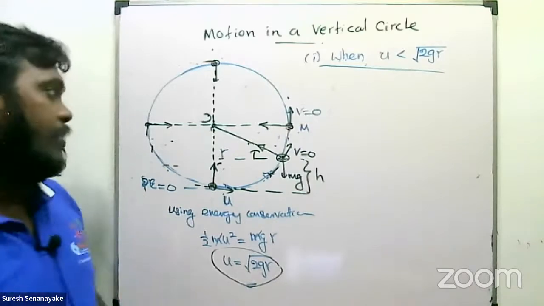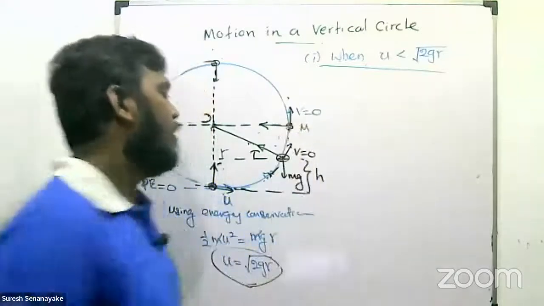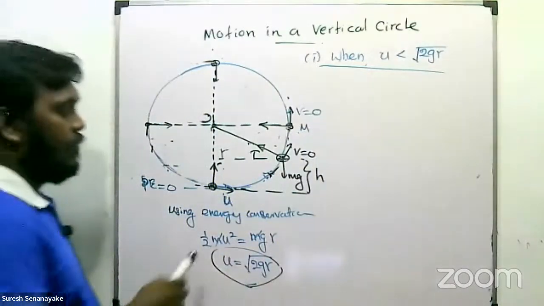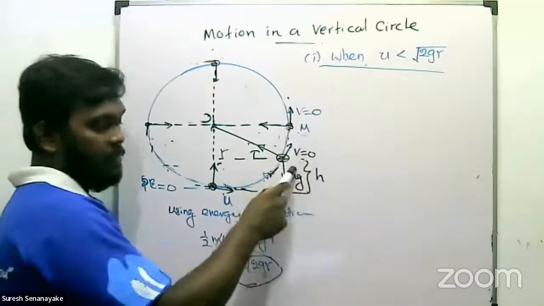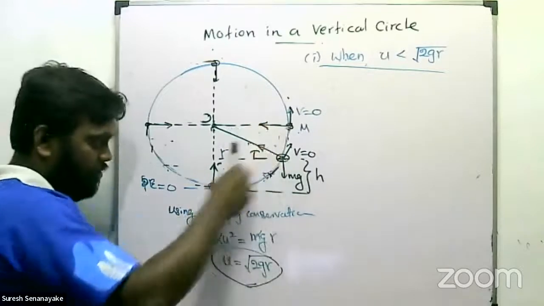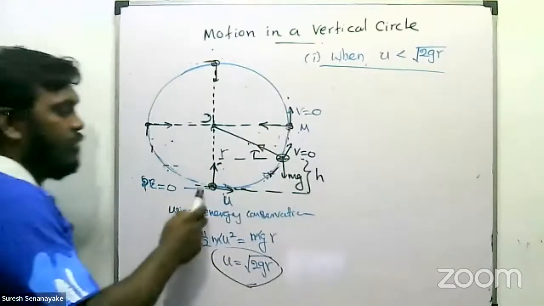How do we know that? If it is less than this velocity, it will never reach this point M. So what happens then? Before it comes to the point M, its velocity becomes 0. So then it retraces the previous path, and then it oscillates about the point L.